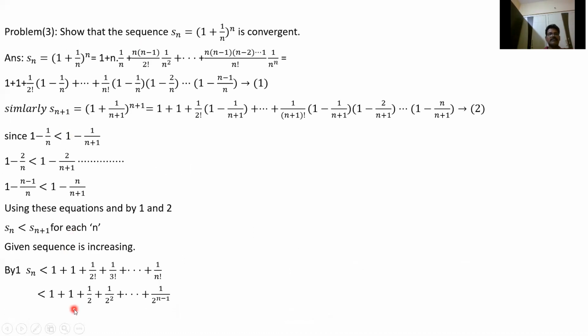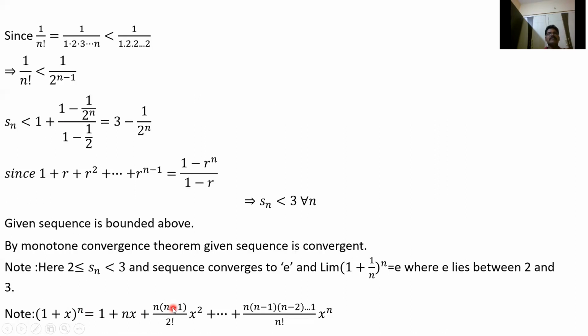And this is a geometric progression, it is in GP: 1 plus r plus r square up to r power n minus 1. The sum is 1 minus r power n by 1 minus r. Here r is 1 by 2. So we can write Sn less than 1 minus 1 by 2 power n by 1 minus 1 by 2. Here 1 minus 1 by 2 is 1 by 2.